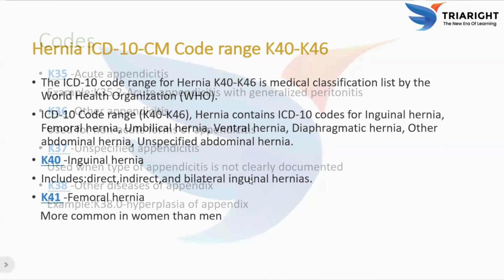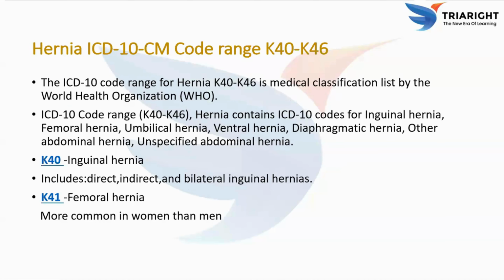Now next, coming to the code range for hernia. This section of ICD-10 covers diseases that affect hernia. So what do we mean by hernia? Hernia occurs when an organ or tissue pushes through a weak spot in the muscle or the surrounding tissue wall that normally holds it in place. It's like an internal bulge, where part of the intestine or fat pokes out through a weak muscle area. Now there are many types of hernias.